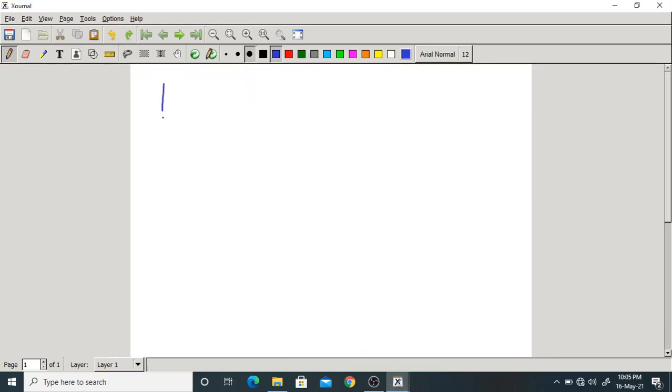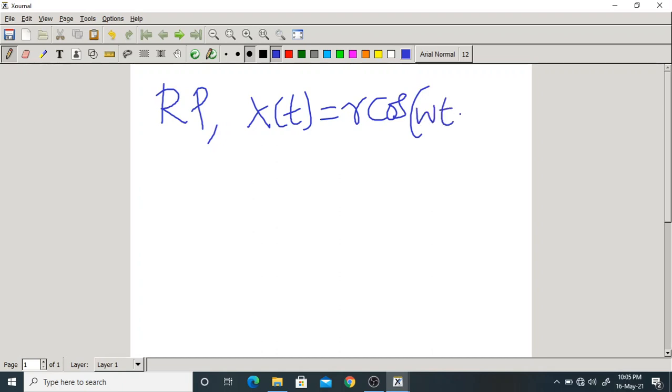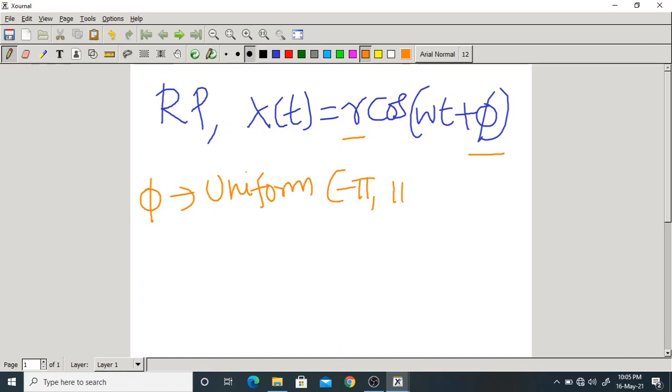They are given a random process, that is x of t equal to r into cos(omega t plus phi). In this, r is random and phi is also random, which means the amplitude of this cos waveform is random as well as the phase is random, but the phase follows a uniform distribution, uniform in the range of minus pi to pi.